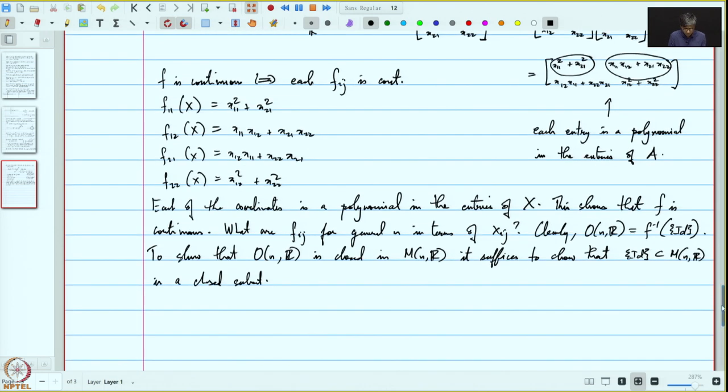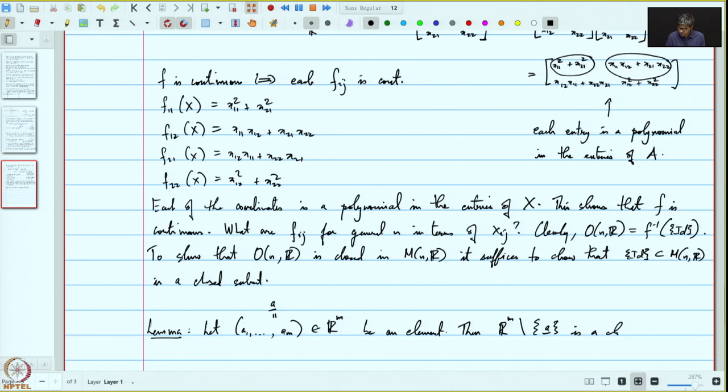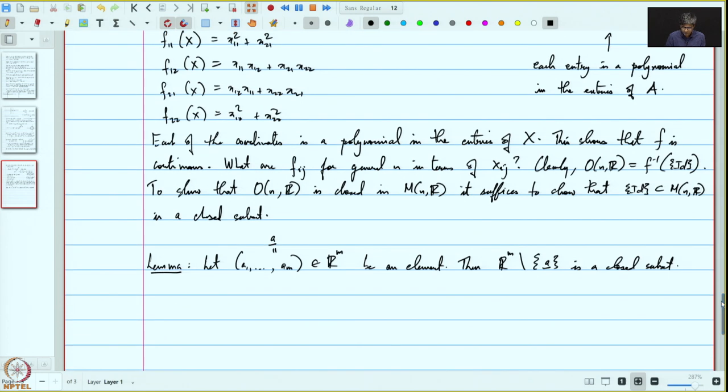But this is a very general result, so we will write this as a lemma, right? So let A1 up to AM in RM be an element, right? So let's denote this by A, right? So then RM minus this point A is a closed subset. Okay, so proof, this is left as an exercise. So we will end here.